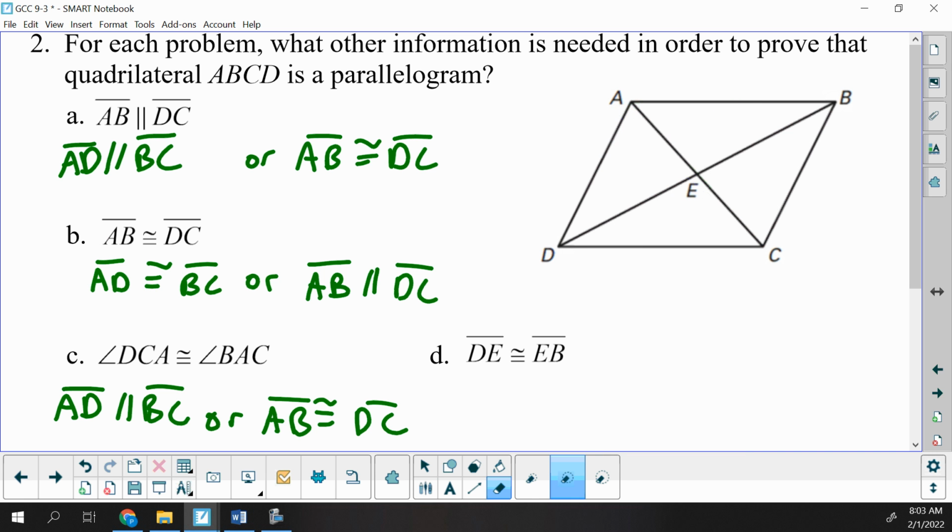Let's erase our markings. And for the last one, we've got DE congruent to EB. Well, if DE is congruent to EB, that means E must be the midpoint, meaning it's getting bisected. But we need the other one to be bisected as well if we want it to be a parallelogram. So the other thing we would need is AE congruent to EC. And if that was true, then the diagonals would be bisecting each other, making it a parallelogram.